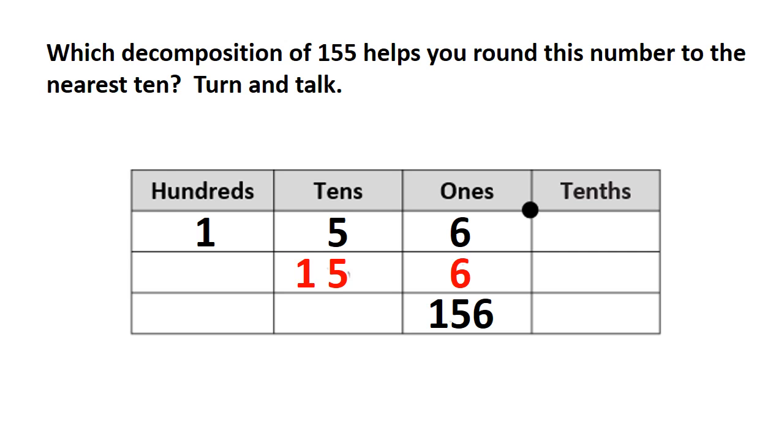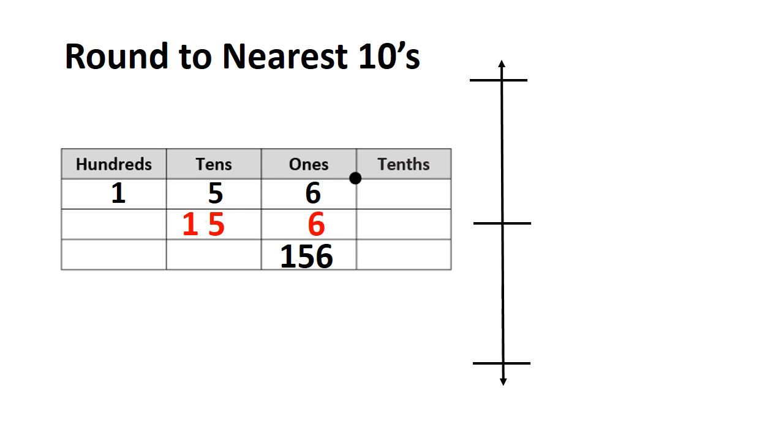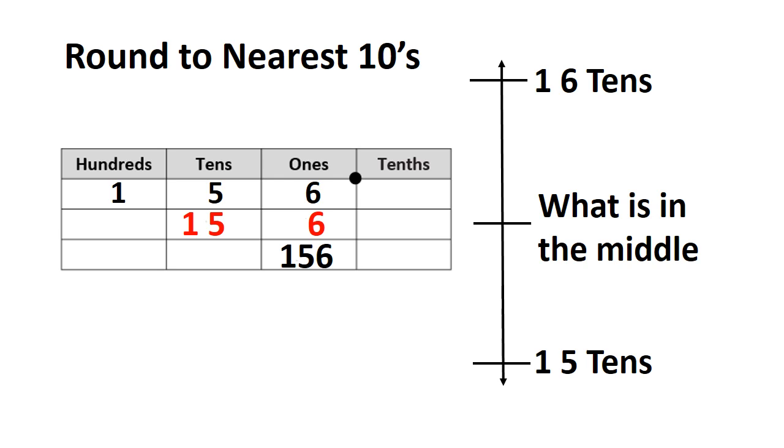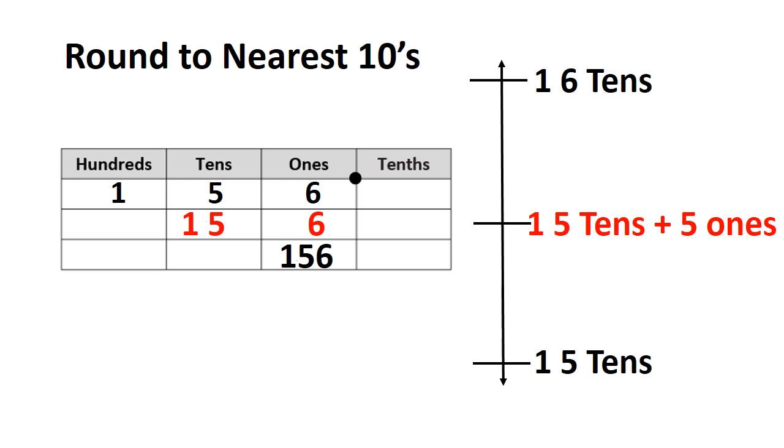Now we've decomposed it, and we're going to use it to make a vertical number line. Here it says I'm going to round to the nearest 10. So I'm looking at the unit form in tens, and it says 15. The bottom of my number line is going to be the number of tens I have in my number, which is 15. Now the question is, when it's rounded, is it going to be the nearest tens, 15 tens, or the next highest one, which is 16 tens? The question you have to ask yourself is, what is in the middle? Right in between 15 tens and 16 tens, we have 15 tens and 5 ones.